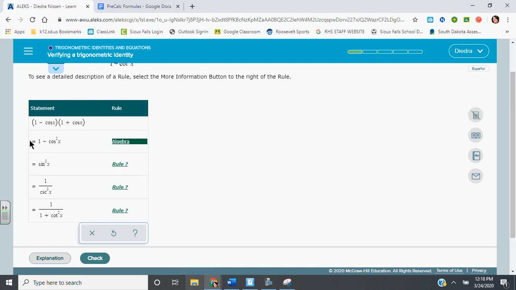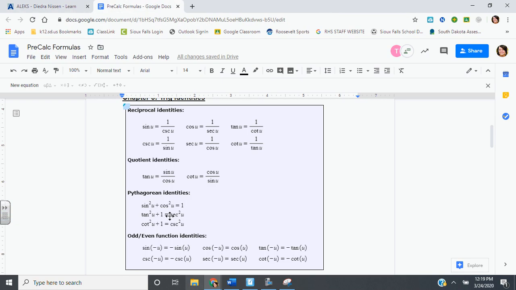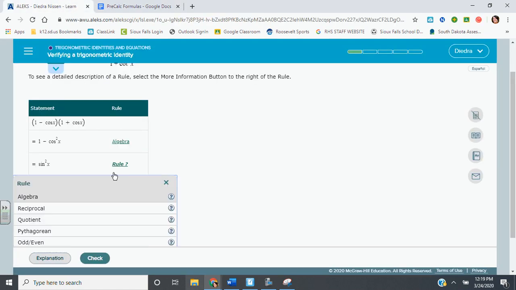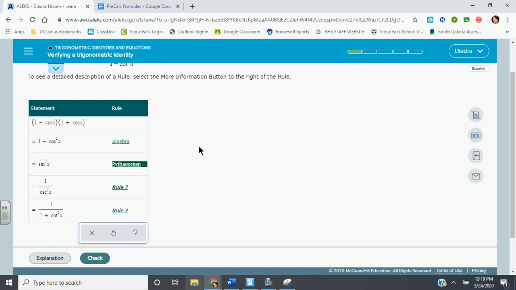Next thing is that we've got 1 minus cosine squared. I recognize that anytime I've got a cosine squared and a 1, I want to go look at those Pythagorean identities. So 1 minus cosine squared, if I subtract that cosine squared over to the other side, just like I did on the last problem, that's going to leave me with sine squared of x. And so that is going to be the Pythagorean identity that I'm using there to get me to that next step.